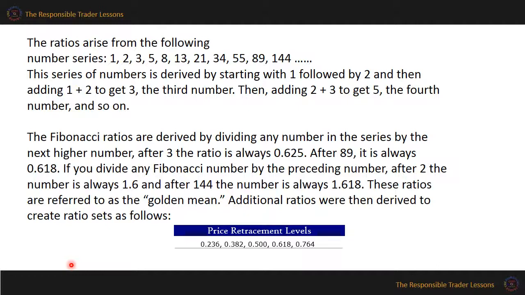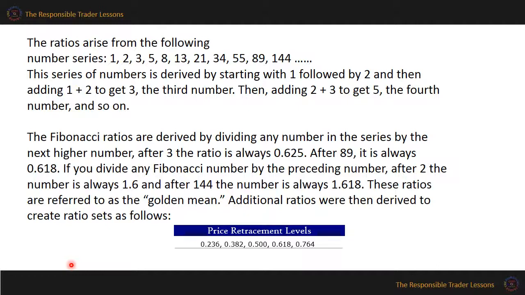Fibonacci ratios are derived by dividing any number in the series by the next higher number. After 3, the ratio is always 0.625. After 89, it is always 0.618. If you divide any Fibonacci number by the preceding number, after 2, the number is always 1.6, and after 144, the number is always 1.618. This ratio is referred to as the golden mean.